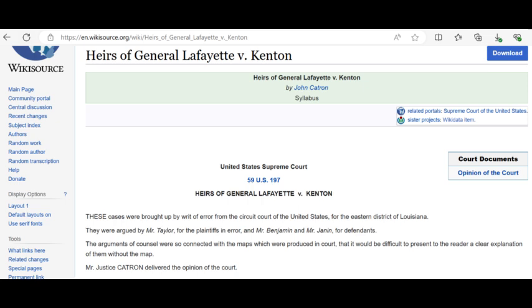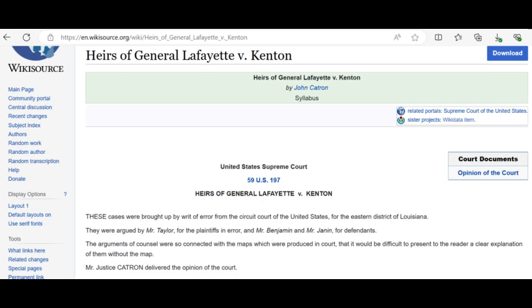So these cases are brought up by writ of error from the Circuit Court of the United States for the Eastern District of Louisiana. They are argued by Mr. Taylor for the plaintiffs in error, and Mr. Benjamin, Mr. Janine for defendants. The arguments of counsel were so connected with the maps which were produced in court that it would be difficult to present the reader a clear explanation of them without the map. Mr. Justice Catron delivered the opinion of the court.